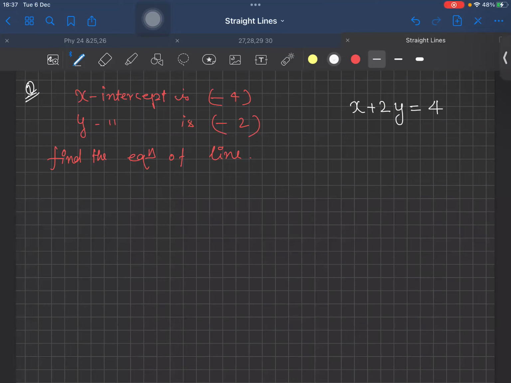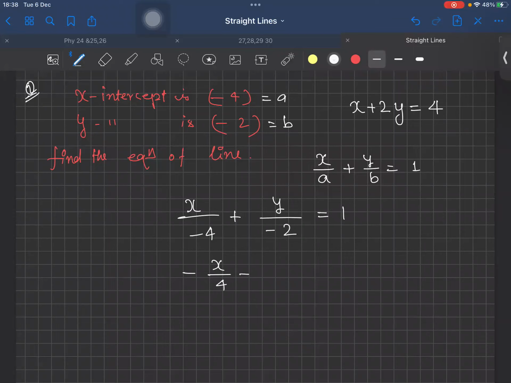Okay. See, this is just the intercept form, right? We know x upon a plus y upon b is equal to 1. Now, a and b are given. This is a and this is b. So x upon a is how much? -4. And y upon b is how much? -2, is equal to 1. That's what you wanted to find. So this will become -x upon 4 minus y upon 2 is equal to 1.